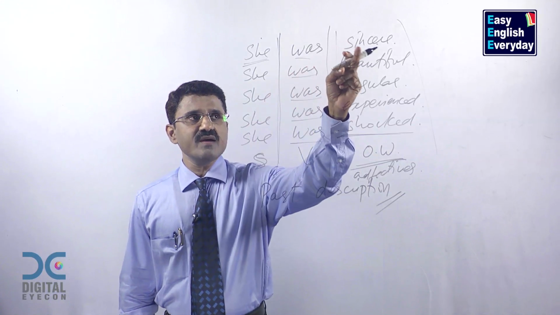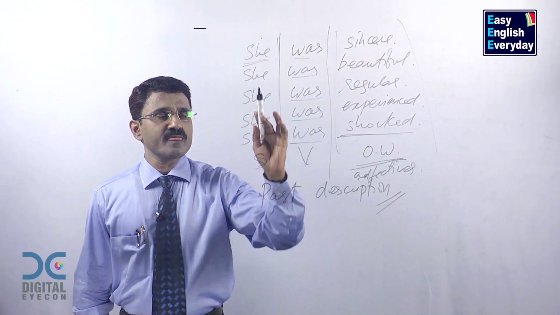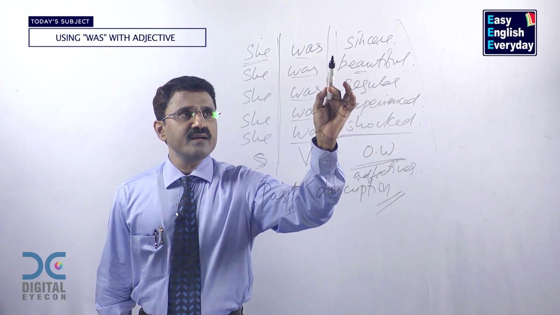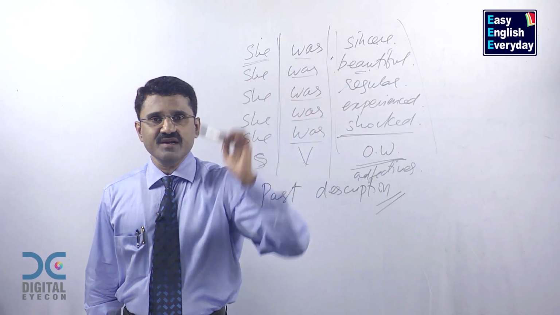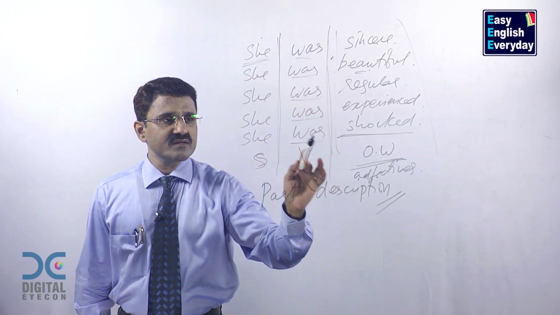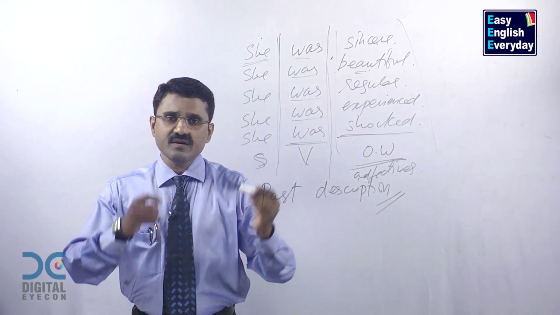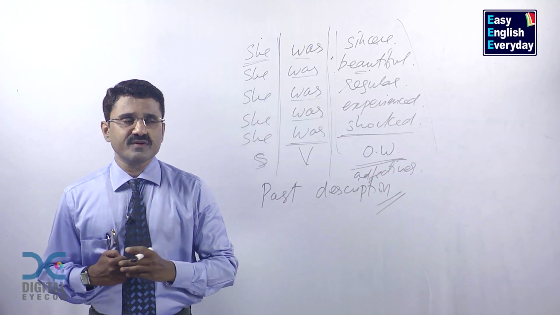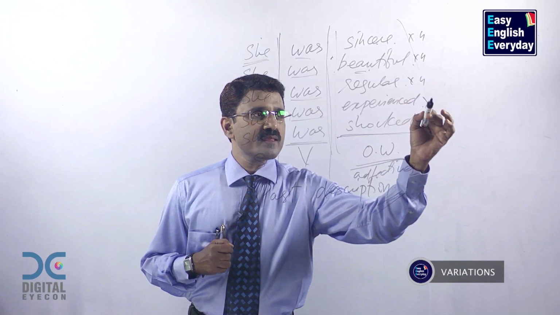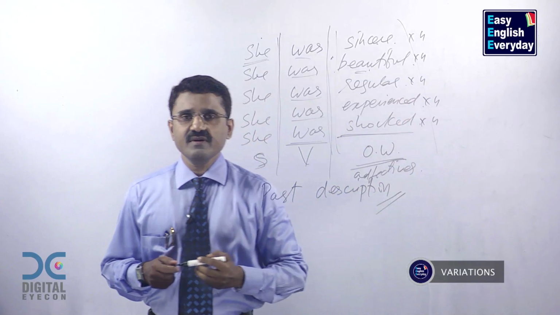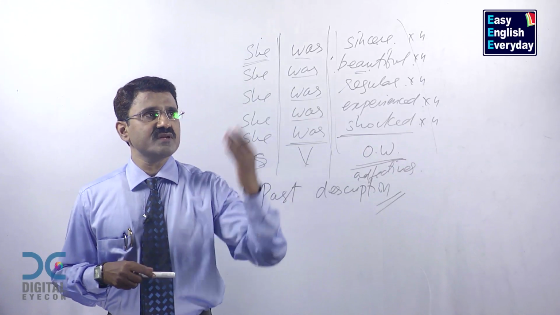She was sincere. I am saying that in the past, this quality was there in this lady. She was beautiful. I am saying that this quality was there in this lady. Past indication. So all these words are used in past form to talk about this person. After making a good number of sentences, again as usual, I have been telling you, make positive, negative statements and make positive and negative question forms in this way.